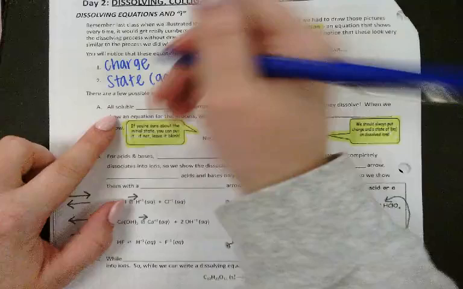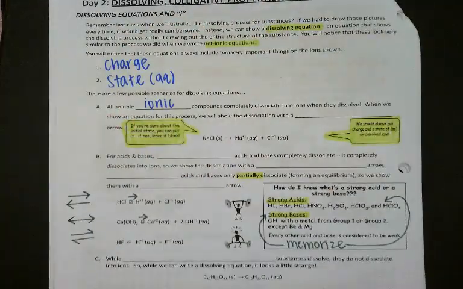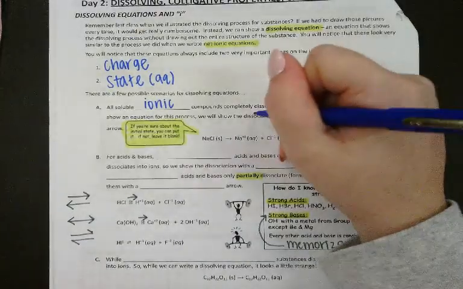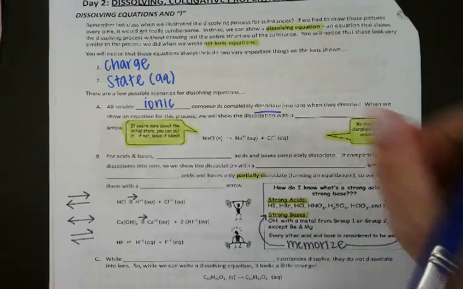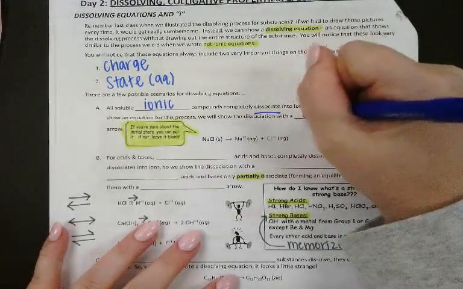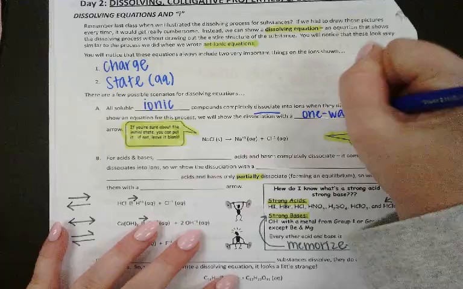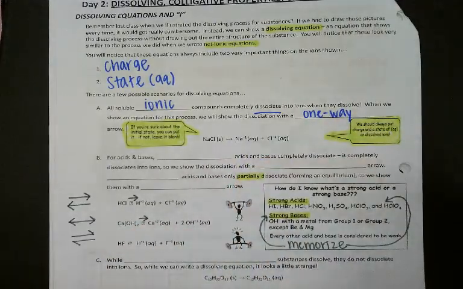First one is all soluble ionic compounds completely dissociate into ions when they dissolve. When we show our equation for this process, we will show the dissociation with a one-way arrow. So right here, one-way arrow.